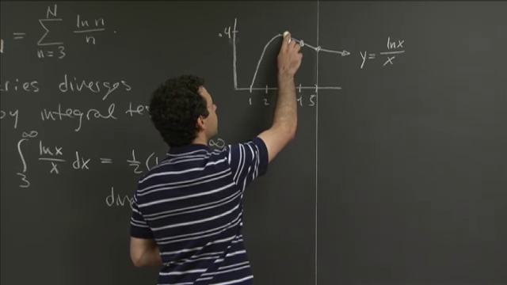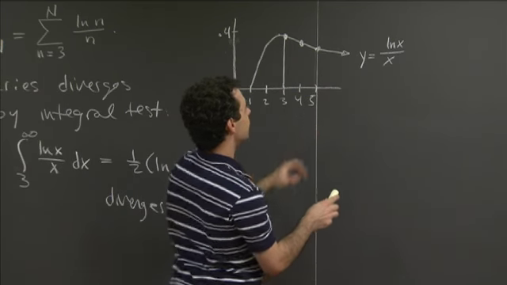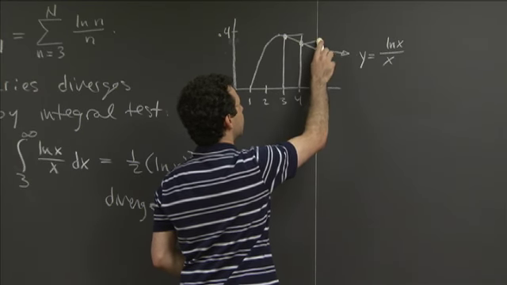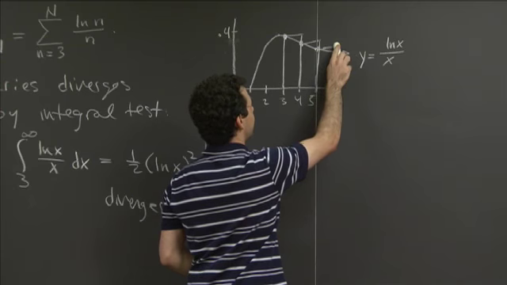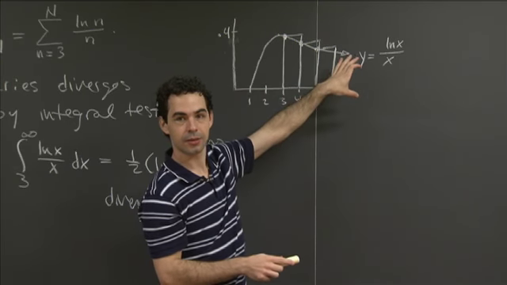So remember that the integral in question is the area under this curve from 3 onwards, and the partial sum is what you get when you take a bunch of these left endpoint rectangles. And because this function is decreasing, the rectangles completely cover the region.